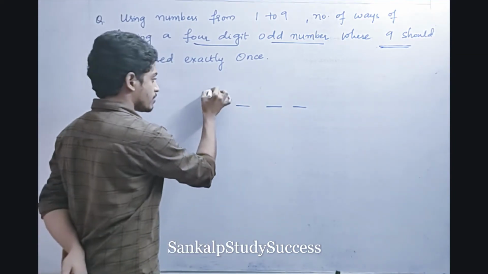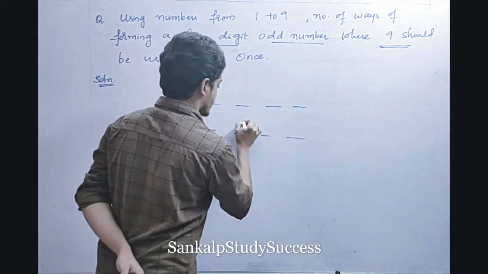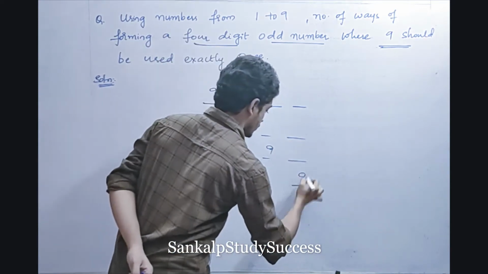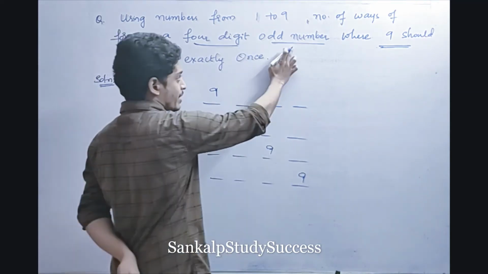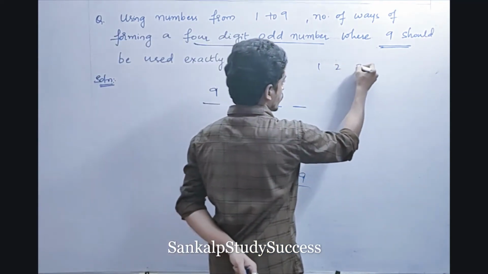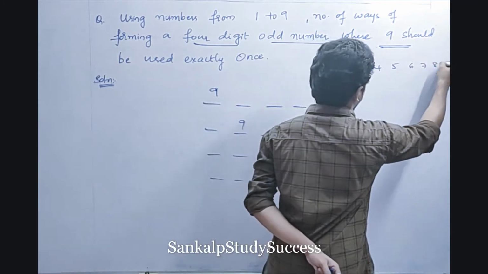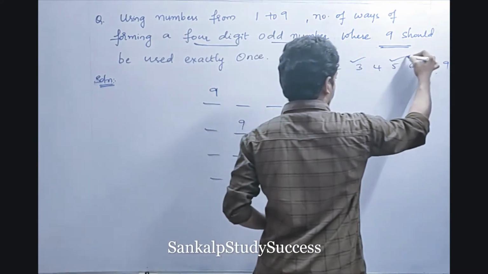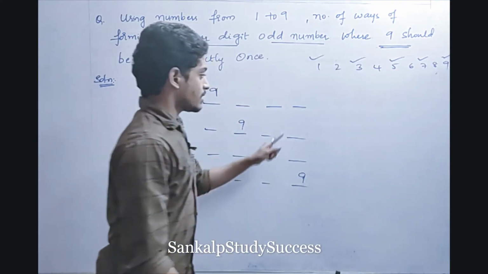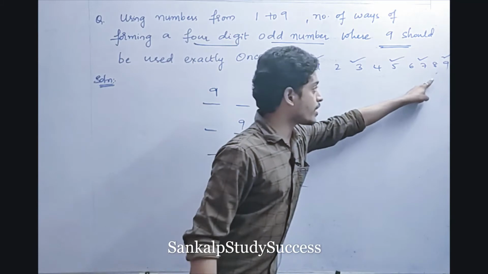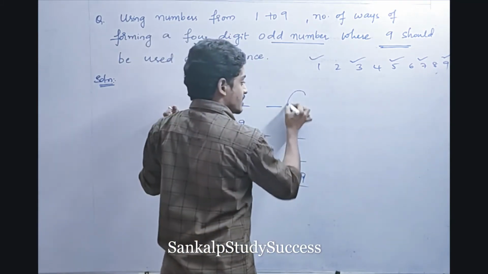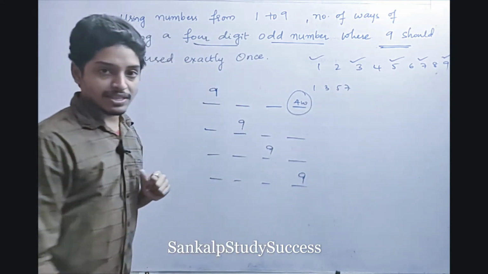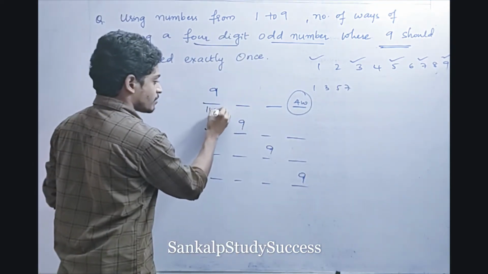In the sense, 9 can be placed here, here, here, and also here. So he's asking for an odd number, right? In order to get an odd number from 1, 2, 3, 4, 5, 6, 7, 8, 9, what are the numbers that we should place in the units digit? 1, 3, 5, 7, 9. These are the numbers that should be placed here. But 9 is already used here. So how many ways can this one be arranged? 4 ways. That is nothing but 1, 3, 5, 7 can be filled here. In 4 ways I can arrange this one. Here this 9 can be arranged in 1 way.